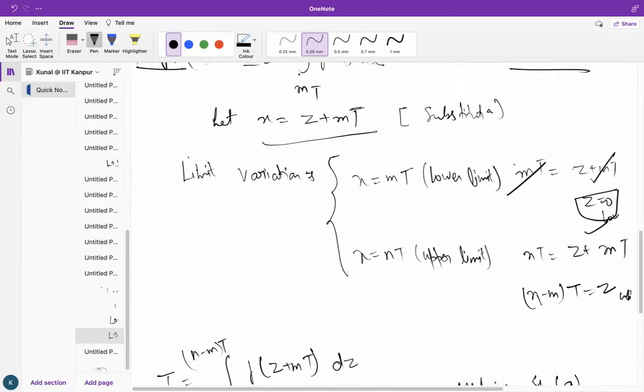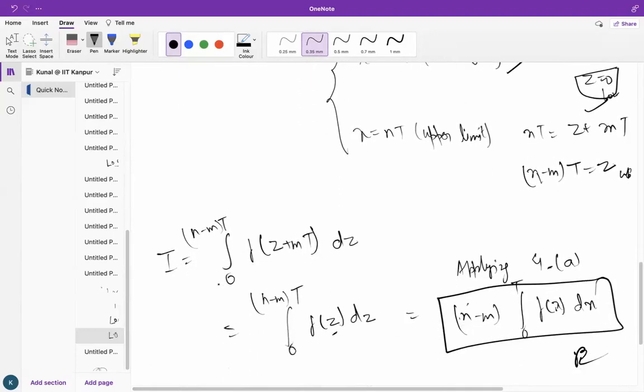And then I rewrite my integrand. So our integrand looks like this: we just replace x by z plus mt. The integrand looks in this form, and then we get to the final result, which will be favorable to us.